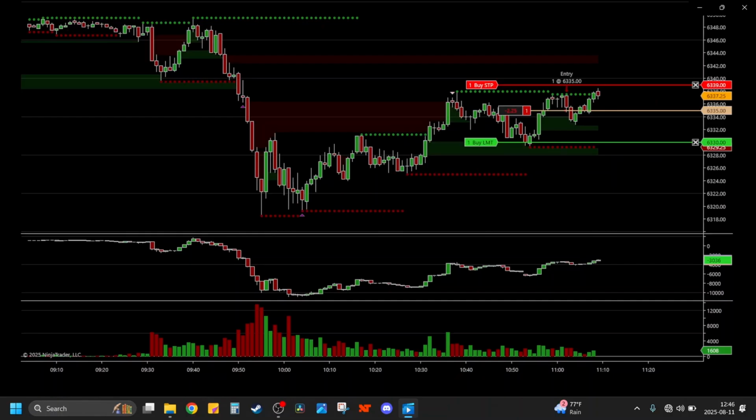But this one, as soon as I got on, I saw the setup. It was really a reversal of the small little uptrend that started at that swing low.